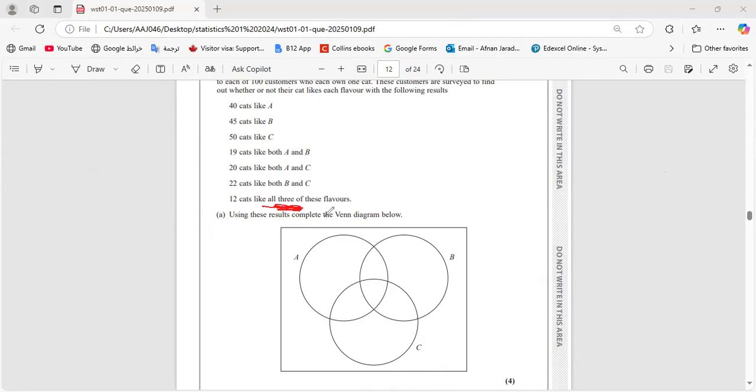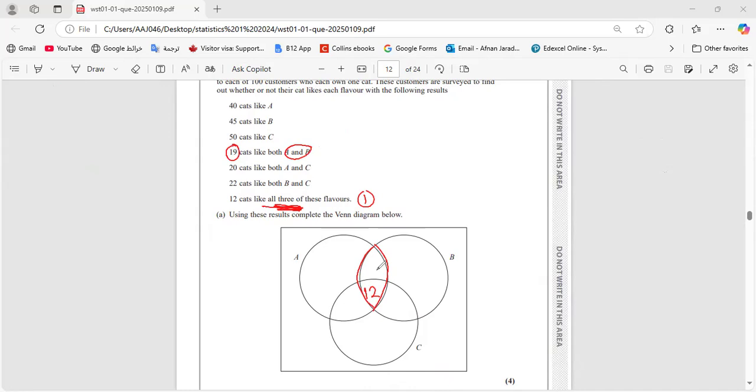So 12 cats like all three, so 12 goes here, which is the intersection between the three circles. Then go to the intersection between two circles, which is AB, AC, BC. Okay, so 19 cats like both A and B. Going to A and B, 19, which is here. Between A and B, you have 12 and you need it to be 19.